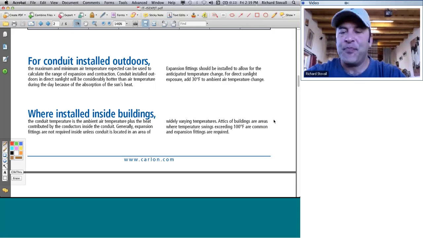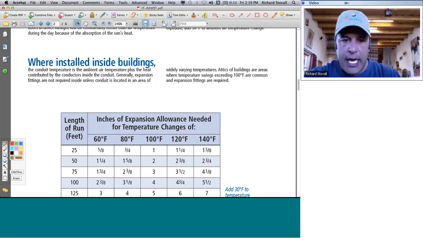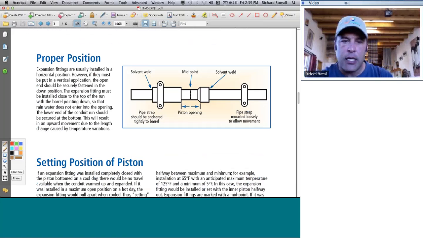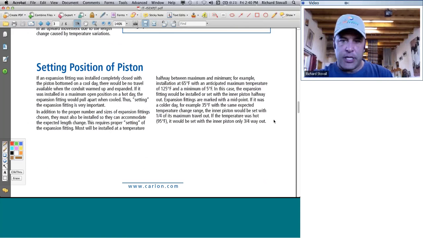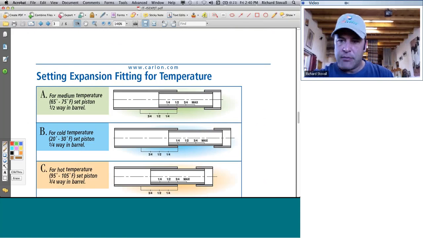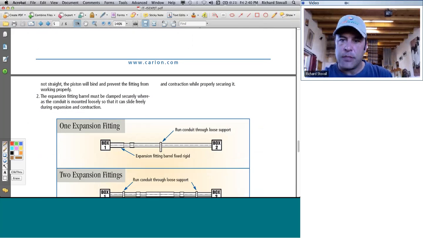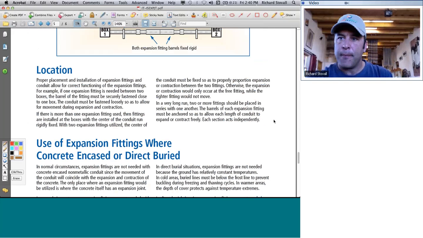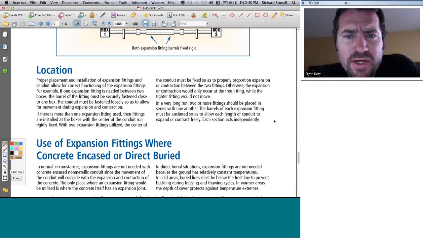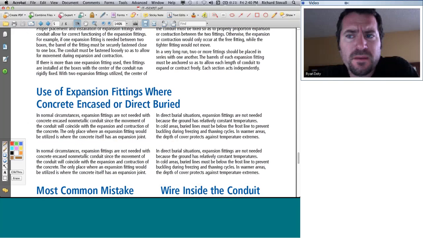And that actually is not the point that I wanted to make here. Richard? Yes. Does that also apply for a buried conduit underground? Okay, good question. It says use of expansion fittings were concrete encased or direct buried.